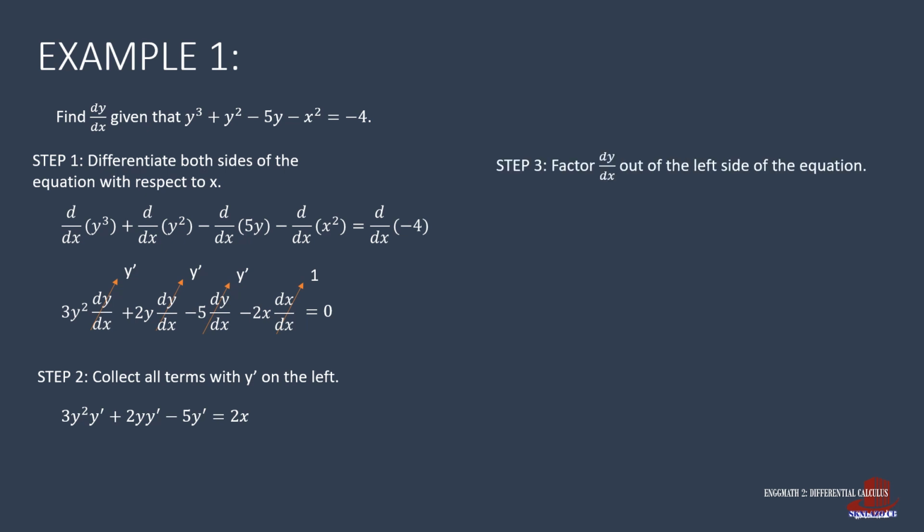For step 3, extract y prime from all the three terms on the left, making the equation y prime multiplied by the quantity 3y squared plus 2y minus 5 is equal to 2x. Then with only one y prime, we can solve for it by cross multiplication, where we place the quantity with y prime down to divide the term on the right. So y prime is taken as 2x all upon 3y squared plus 2y minus 5.